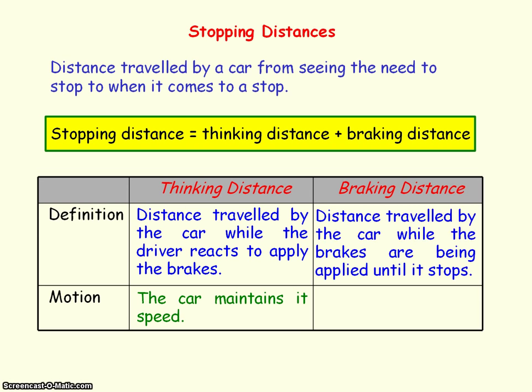Braking distance is the distance travelled by the car while the brakes are being applied until the car comes to a stop. During the braking distance, the car is decelerating, and to keep the calculation simple, we will assume a uniform deceleration, and so that means we can use the equations of uniform acceleration, that is, the SUVAT equations.